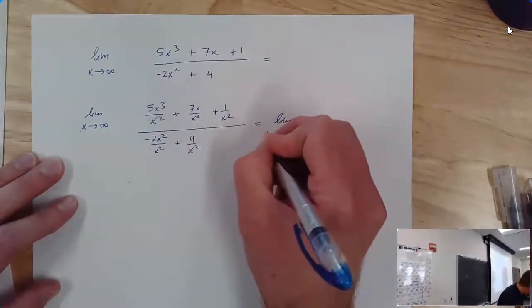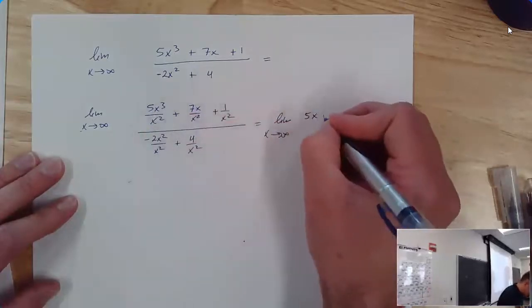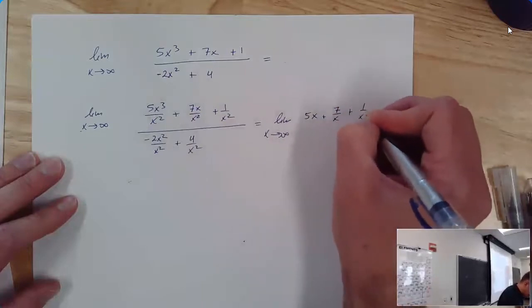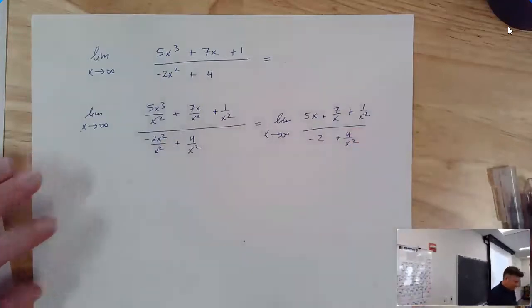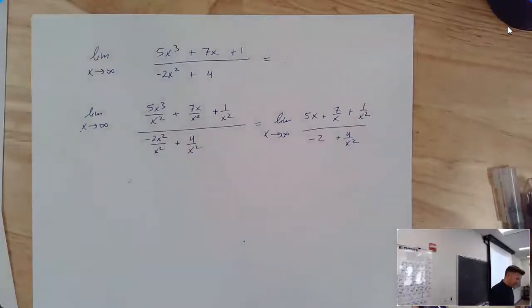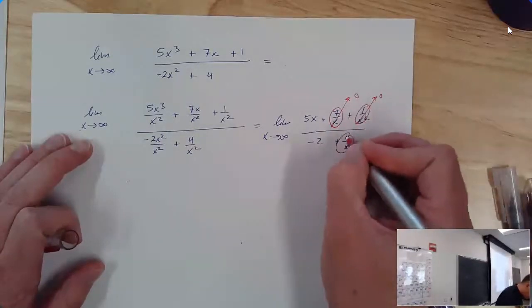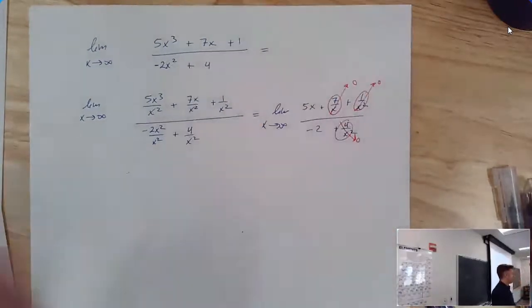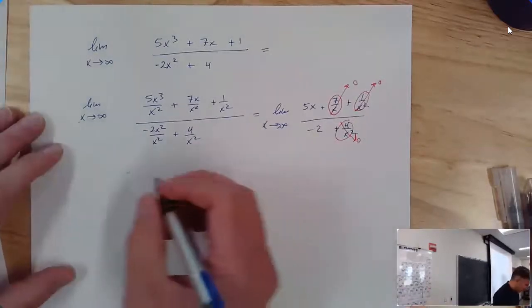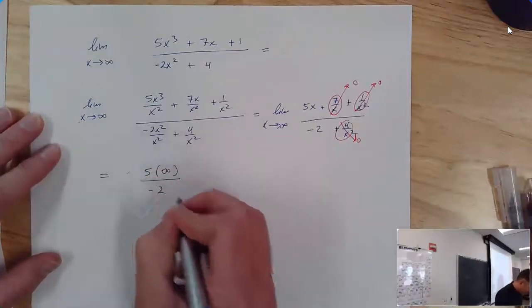So we're going to get the limit as x goes to infinity of 5x cubed over x squared is 5x. 7x over x squared is 7 over x. 1 over x squared is 1 over x squared. Negative 2x squared over x squared is negative 2 plus 4 over x squared. And then we're going to ask ourselves, okay, for the things being divided by x, those are all going to go to 0. But what's left? Got 5x right there. Where is x going to? Infinity. So what I have, and it's going to feel kind of weird to write down, but I have 5 times infinity divided by negative 2.